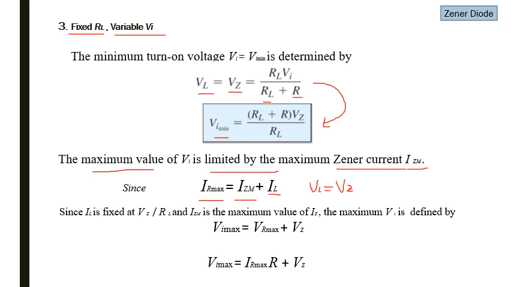IL is Vg by RL, and Ig maximum is the value of Ig. The maximum Vi is defined by Vi maximum equal to VR maximum plus Vg, and VR maximum we know is IR maximum multiplied by the value of R. So we can find Vi maximum from this equation, that is IR maximum into R plus Vg.